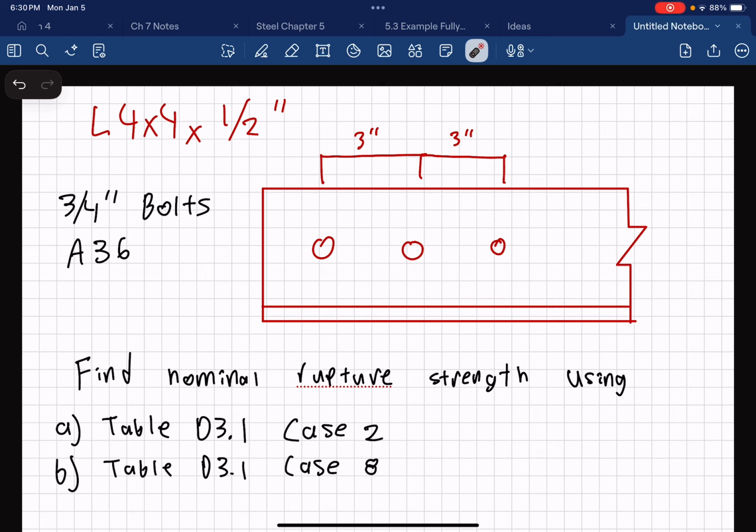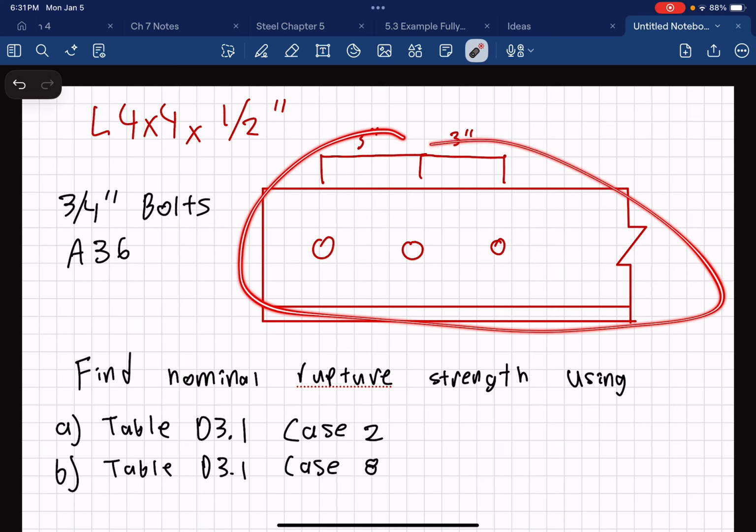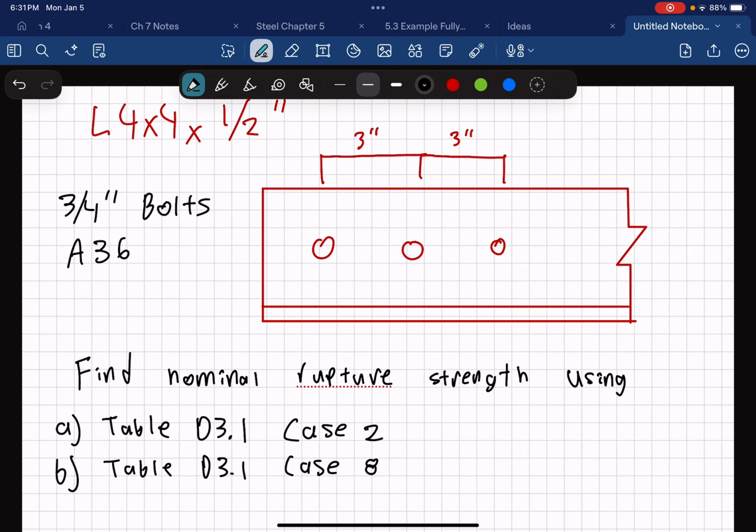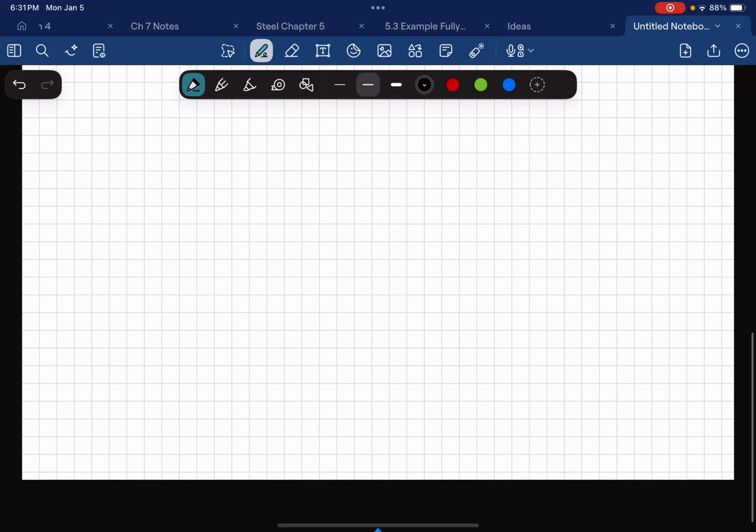So for this problem, we're going to take a look at an L 4x4x1/2 inch angle with 3/4 inch bolts and A36 steel, spaced exactly like this. With that, we're going to find the nominal rupture strength using two different cases of U, which is our shear lag factor. One, which we have to calculate using 1 minus x bar over L, and case 8, which gives us a set factor for U. Without further ado, we can get right into it.